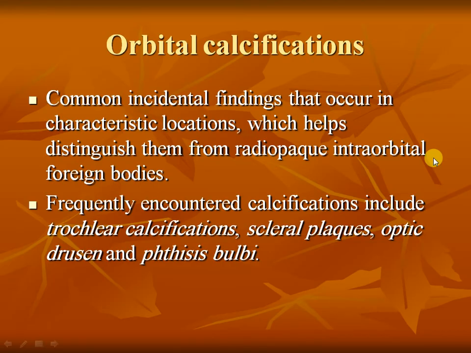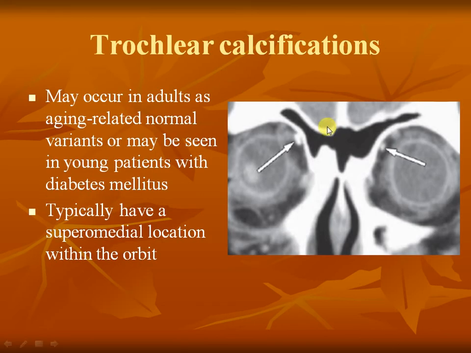Okay. Orbital calcification, just a few points about it. Trochlear calcification, scleral plaques, optic drusen, and phthisis bulbi. Trochlear calcification is typically at this location, superior-medial, at the site of the trochlea. Okay.